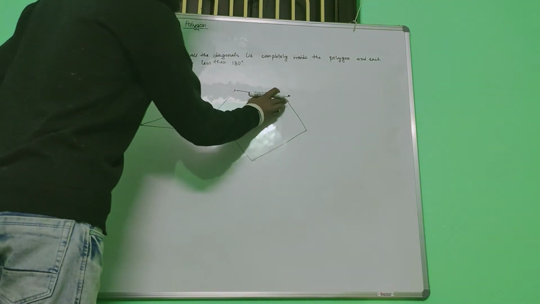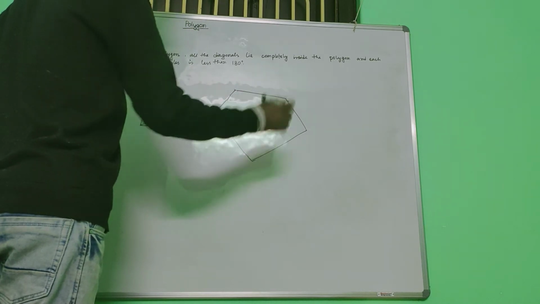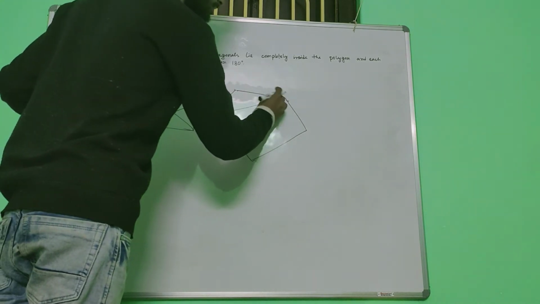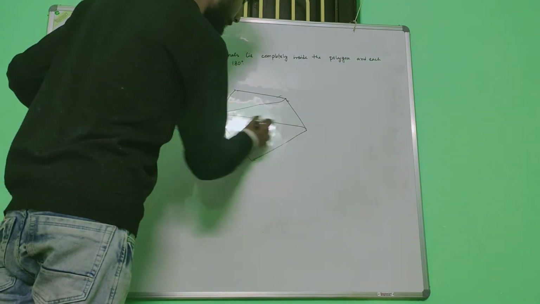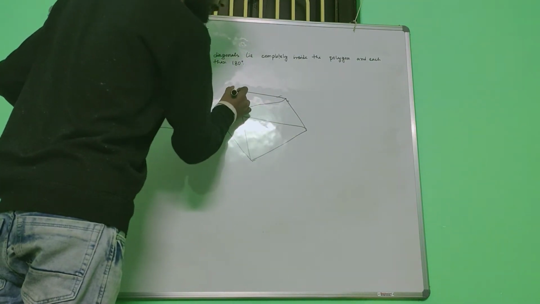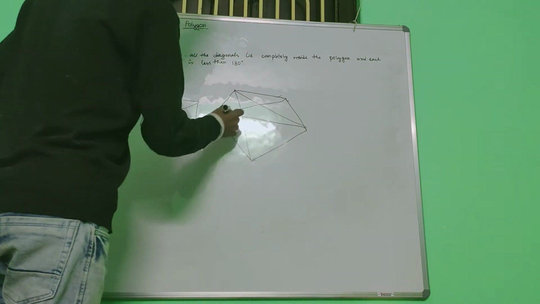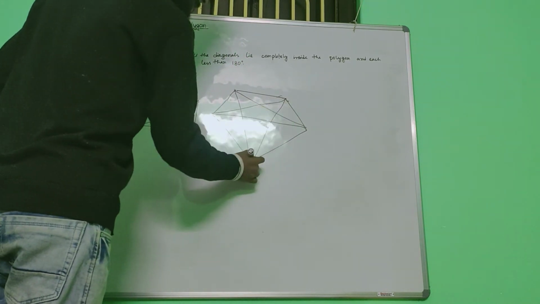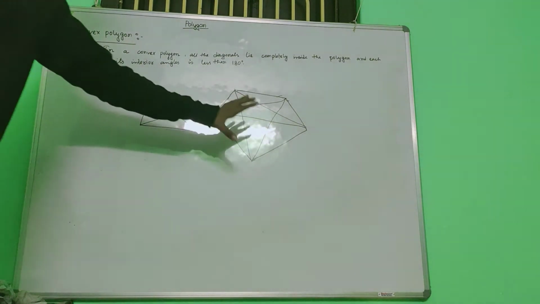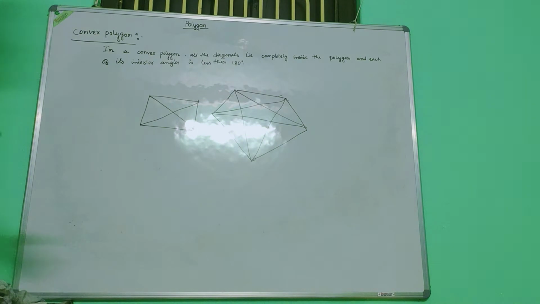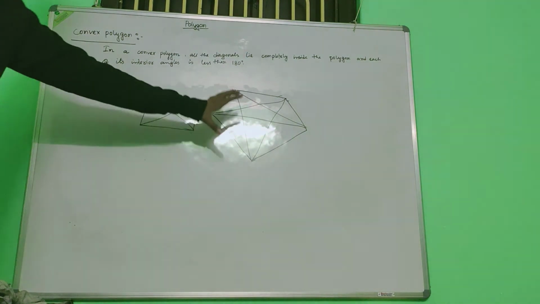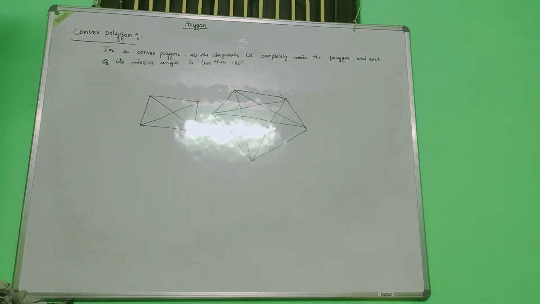You can see over here all the angles are less than 180. Now if we draw all the diagonals, they will be like this. They are the diagonals. You cannot see any of the diagonals lying outside the polygon. This type of polygon is called a convex polygon.